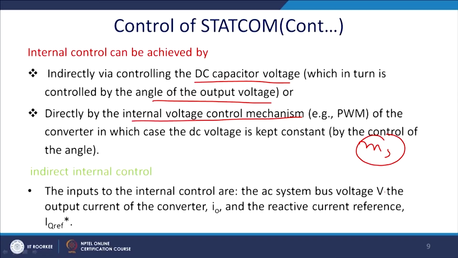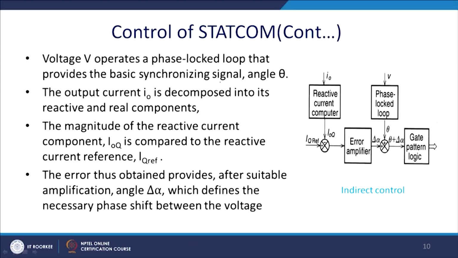The inputs of the internal control are the AC system bus voltage V, the output current of the converter I0, and the reactive reference current IQ ref. These are the feeding information, accordingly you will calculate the PWM. Mostly this technique is used. So, let us see. The voltage V operates a phase lock loop that provides the basic synchronous signal theta. So, you have to have a PLL.